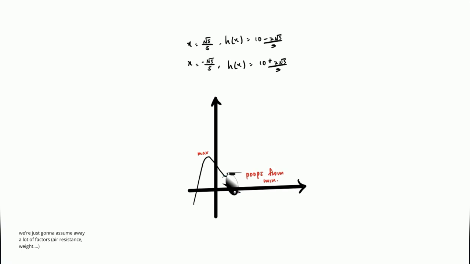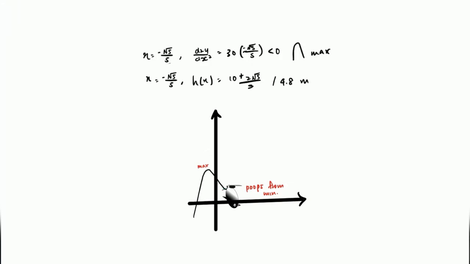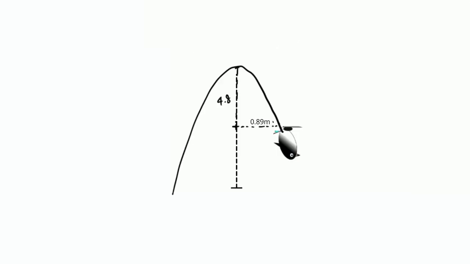And I want to find the maximum height at which the penguin's poop will reach from the ground. So from our previous equation and calculation, we get that when we substitute the negative x value, it will be our maximum. And the corresponding height is 4.8 meters. So there you go. I know that the maximum height at which my penguin's poop will reach is 4.8 meters from the ground, and it will be 0.89 meters away from the penguin.